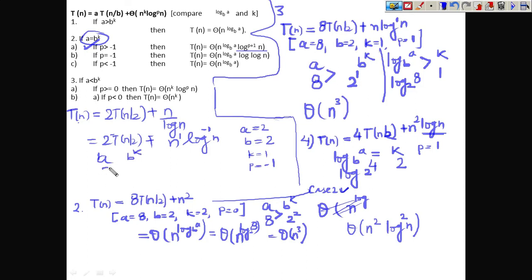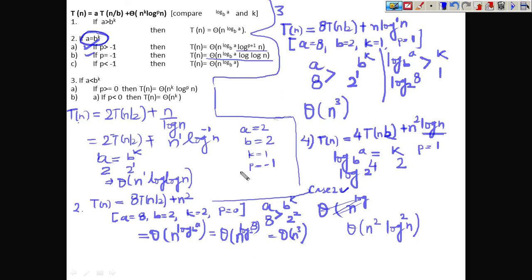So we will compare a and b power k. What is a and what is b power k? That's 2 power 1. Both are equal. So that means we are again in case 2. But what is the value of p? P is equal to minus 1. That means we are in 2b. So we have to take this answer. Our answer is theta of n log a base b, which is actually k. What is k here? K is 1. So theta of n into log log n. This is your answer.